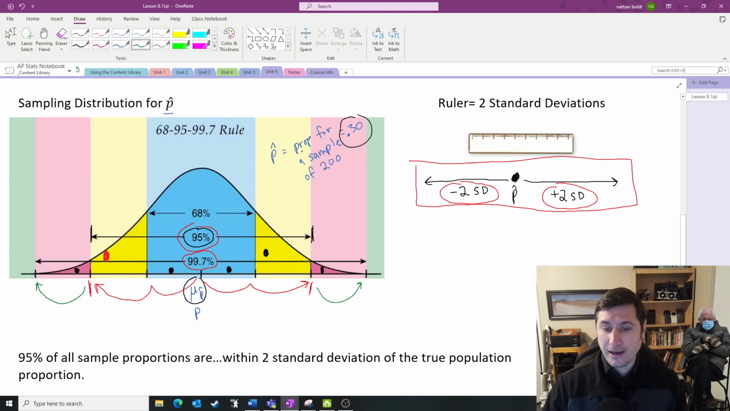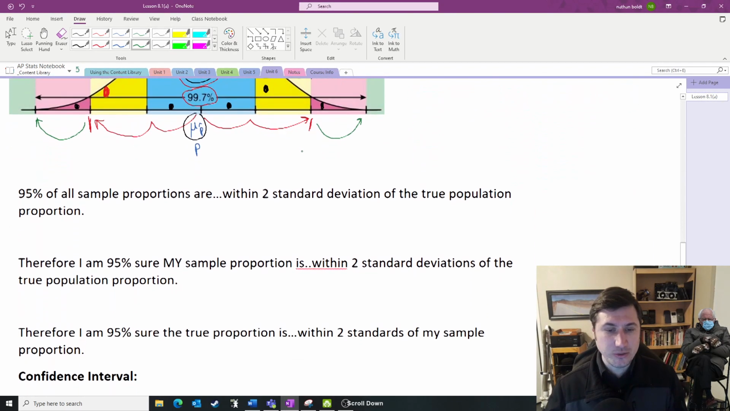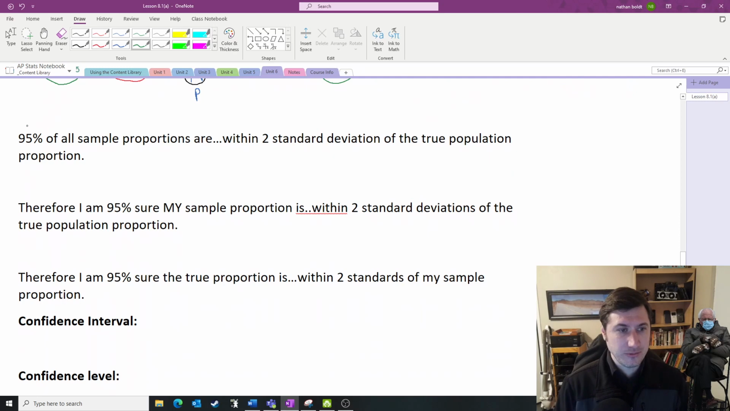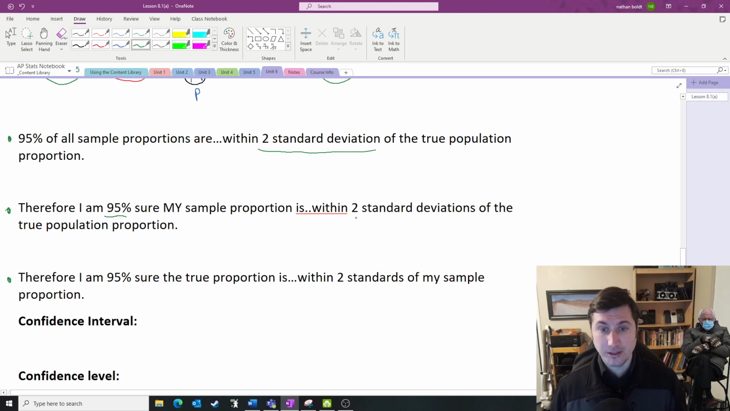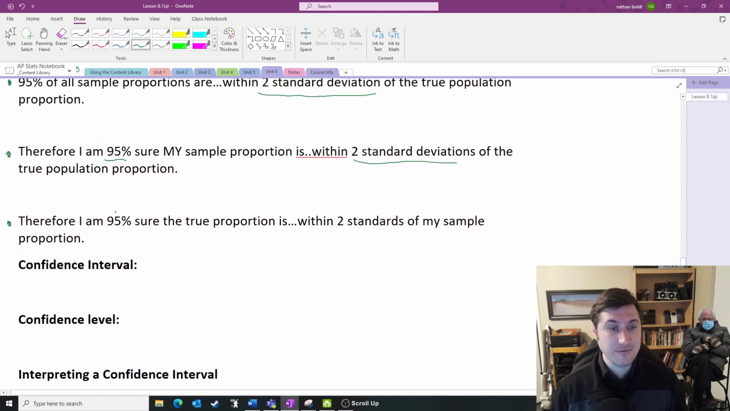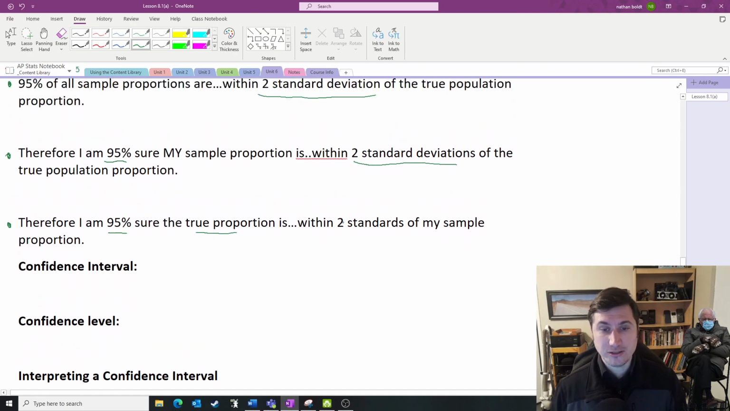Now, I'm not worried about calculating it quite yet. Right now, we are just interpreting it and kind of getting a feel for what it is. The calculations will come later. But this 3-step logical progression right here is pretty important. Okay? If 95% of all samples are within 2 standard deviations of the true proportion, I am 95% sure that my sample is within 2 standard deviations. Then that means I'm 95% sure the true proportion is within 2 standard deviations of my proportion from the sample.